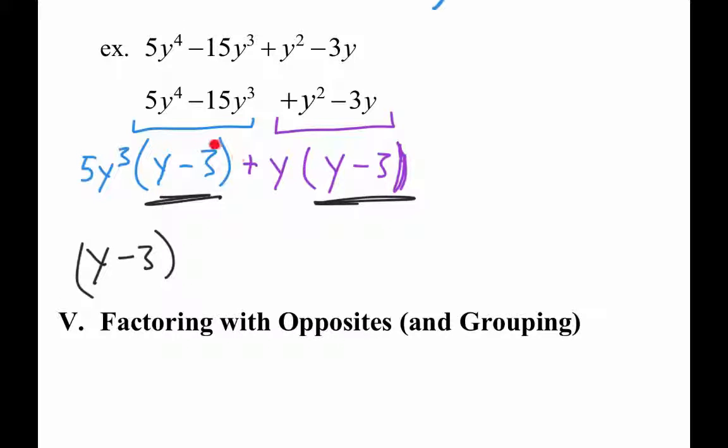And when I take y minus 3 out of this first term, I'm left with 5y to the 3rd. And then when I take y to the 3 out of this second term, I'm left with my plus y. So that would be the final factoring for that one.